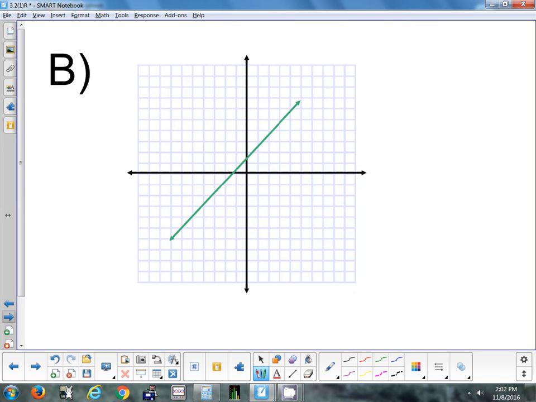Next one, B. Emily, is that going to be linear or nonlinear? Linear. Why? Because it's a straight line. But don't get tricked. The one tricky thing is if it's vertical, up and down, the long way. That's the one exception to the rule.